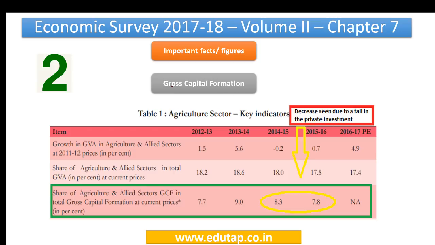Then coming to the second thing, the gross capital formation. Again, the recent numbers are very important for the examination. Now you need to memorize the trend as well. We see here that there's a decrease, and this decrease is due to a fall in private investment. So kindly go back and have a look at it.